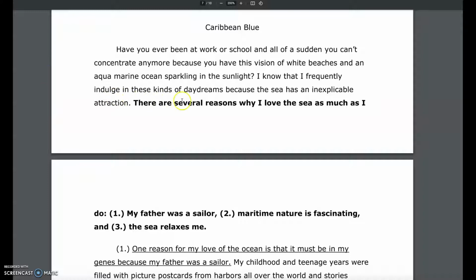In this introductory paragraph, the first sentence is the hook. It is in the form of a question here, and it is there to attract the reader's attention. The next sentence is there to connect the first sentence, or the hook, with the thesis statement. It's there to narrow the topic down, to lead to the thesis statement that in this case provides the reasons, or the causes, that the author loves the ocean as much as he or she does.